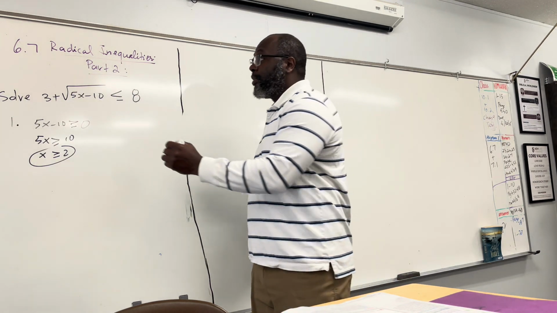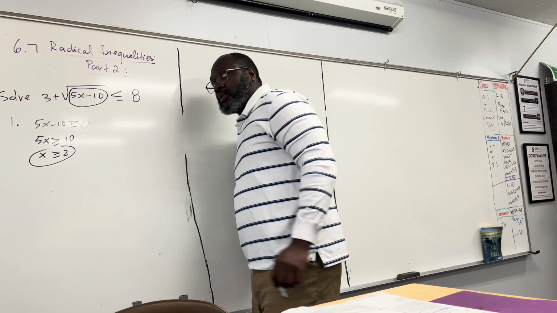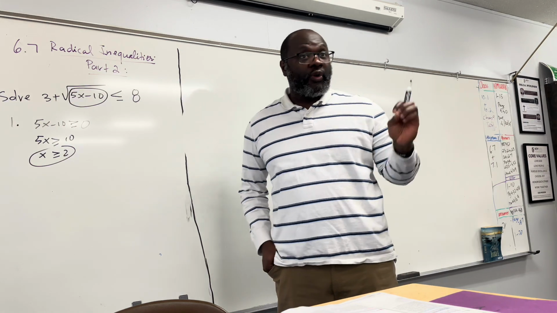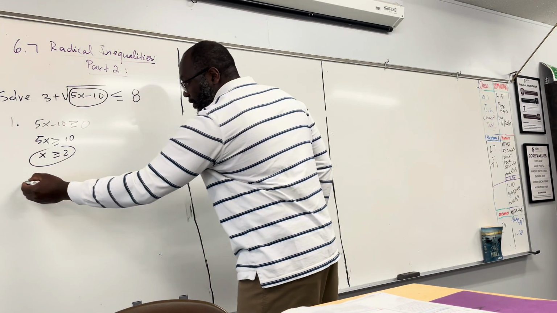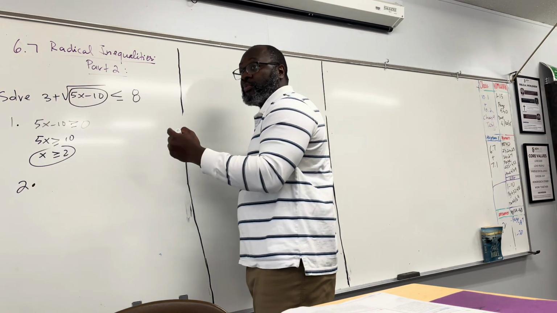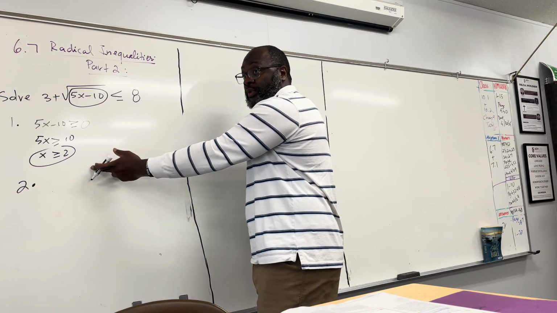The very first step: before you solve the problem, when you have a radical, you have to make sure that this radical expression is greater than or equal to 0. That's your first condition that has to be set. Now, step 2, now we can actually solve the problem. And once we finish the problem, we're going to find the intersection of both intervals.